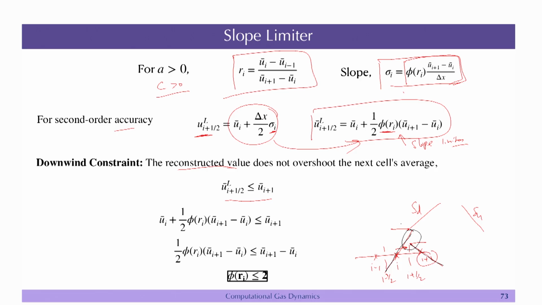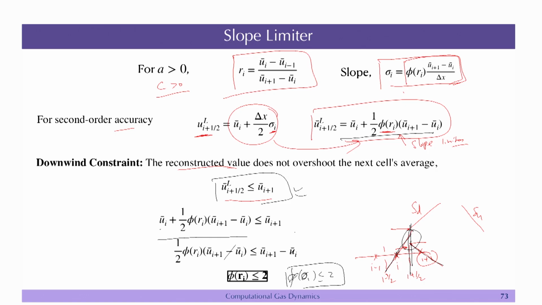Okay. Similar thing we will look for the upwind condition also. So, whatever value that you are getting on this plane I plus half should be less than or equal to I plus 1. This is the downwind constraint. So, use this formula that we have, okay, and then rearrange the variables, this u I plus 1 and u I will get cancelled out, and you will get phi r I is less than or equal to 2.